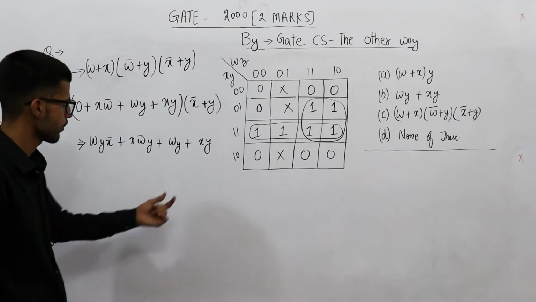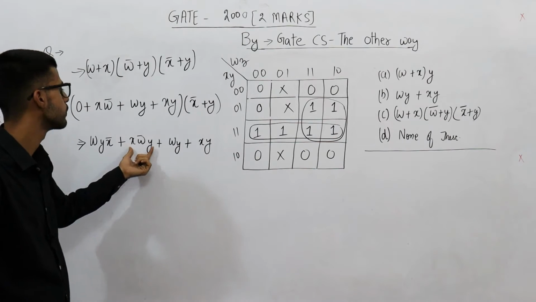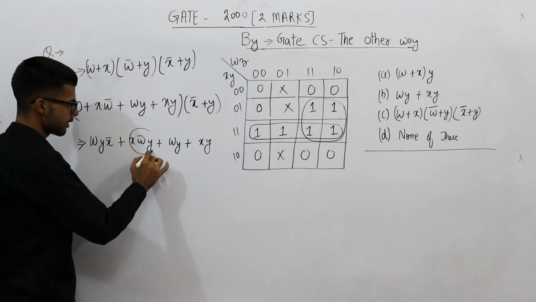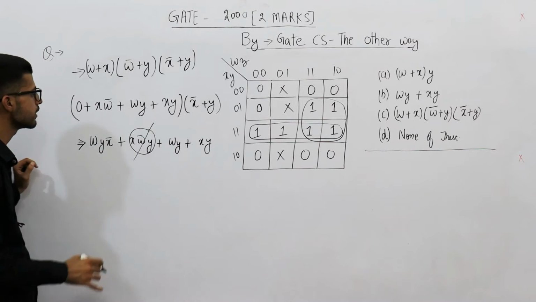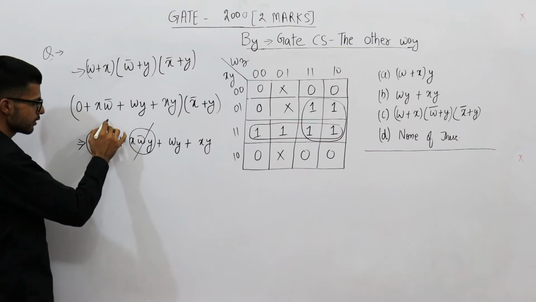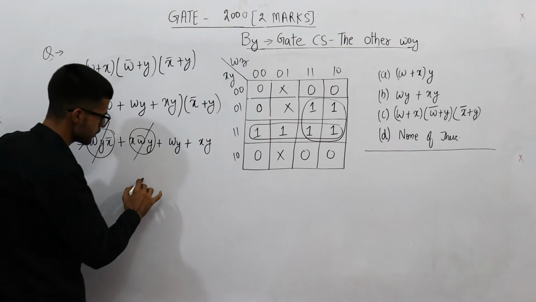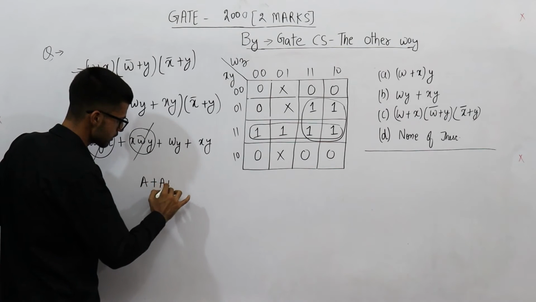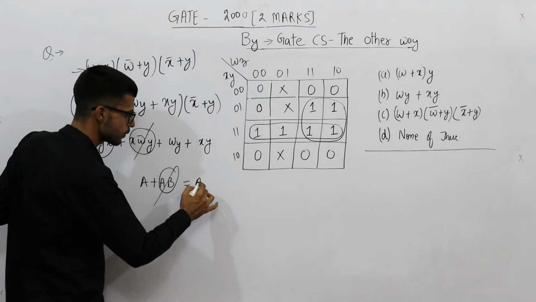Now you can see this is xy and this is xy into w bar. So this term is redundant. Okay, you can delete it. This is wy. This is wy into x bar. This one is also redundant. How? You can use absorption law here. Absorption law says in a plus ab, this term ab is redundant. Okay, a plus ab is actually equal to a.